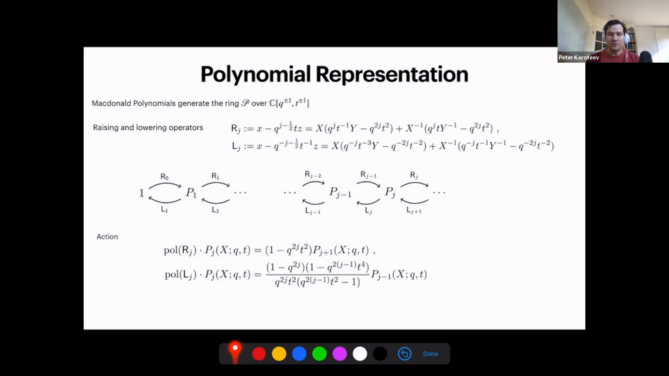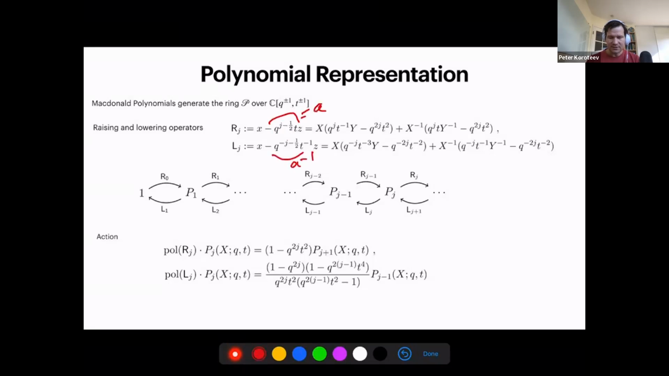the Macdonald polynomials generate the whole ring over C of Q plus minus 1, T plus minus 1, and you can describe it this way: we'll make two linear combinations out of little x and little z, and call them raising operator and lowering operator. They differ only by one little constant here, so it's basically Q. Like in the previous slide, this was A, and this was A inverse.